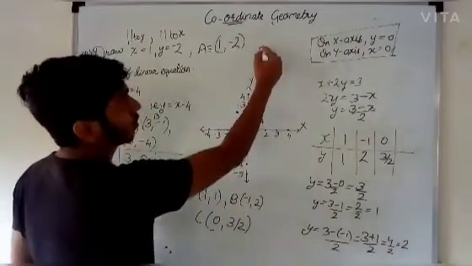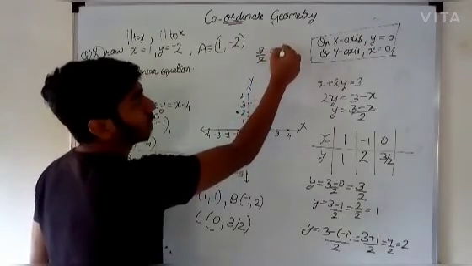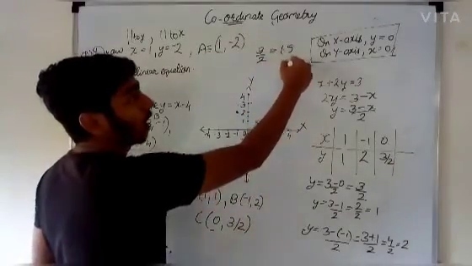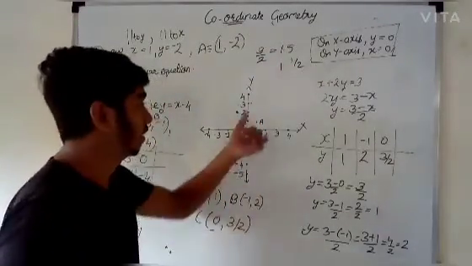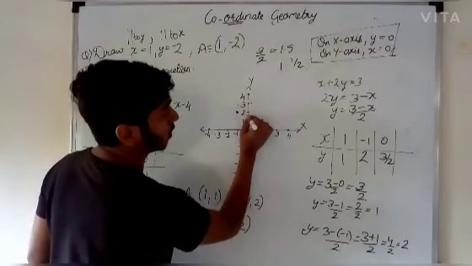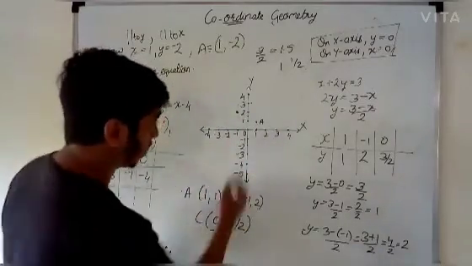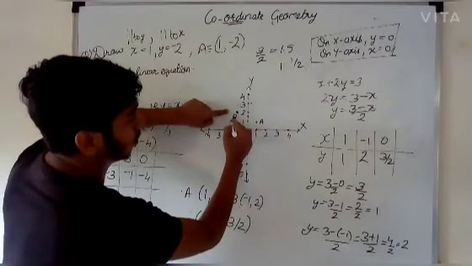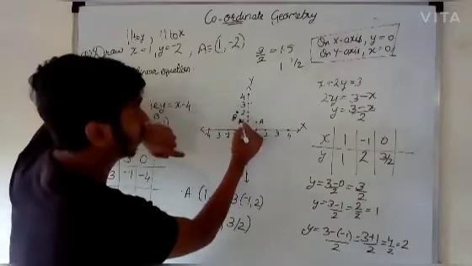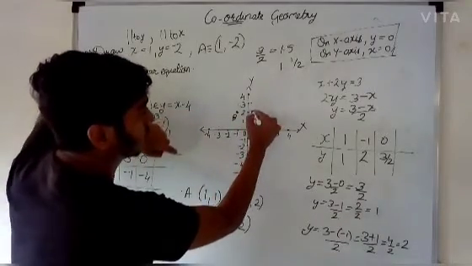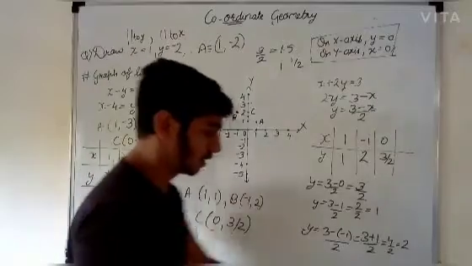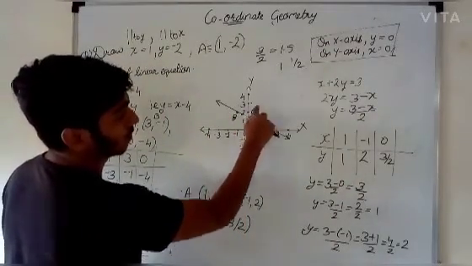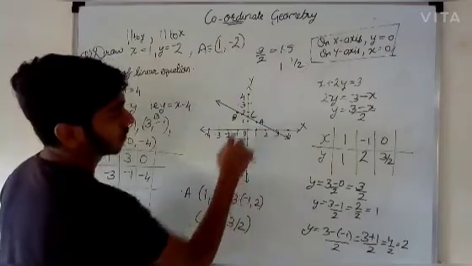Because 3 by 2 you get as 1.5. Correct? So 1.5 means 1 and a half. So that's why you get this point over here. So let's join them, and also let's name them. This is B, and this point over here, in between, is point C. Okay, so let's join them now. So this is A, this is B, and this is here C.